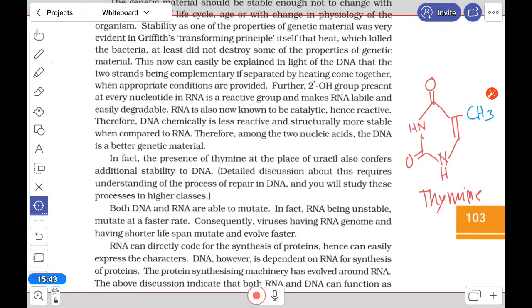Okay, so that is about this genetic material. Next we can move on to the RNA world.